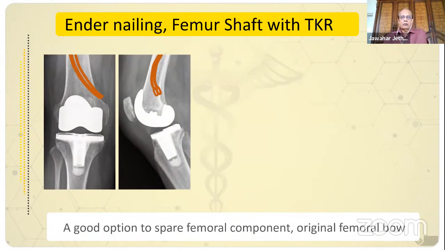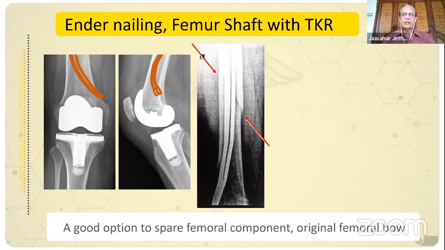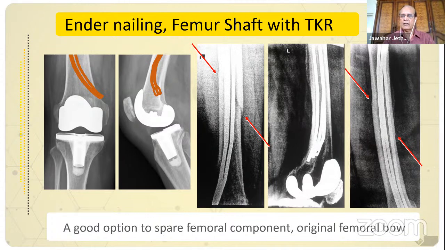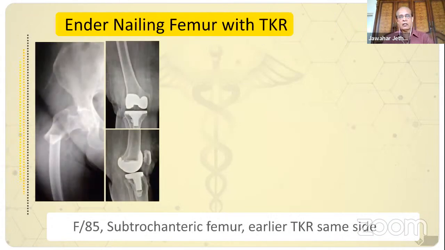Regarding a fracture with a TKR, there is the possibility of passing an under nail by the side, because the femoral component has an area on the medial side and also on the lateral side where you can negotiate it. This is one of the cases where there was a sharp fracture in the middle and we just passed this under nail, and it went on to heal without any event. And we can keep the TKR implants safe.